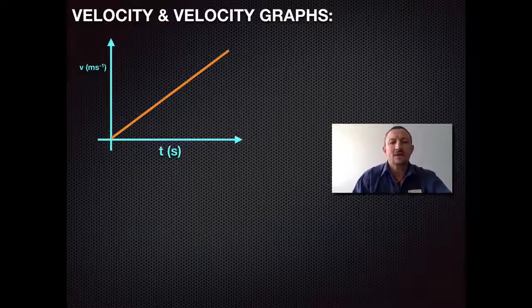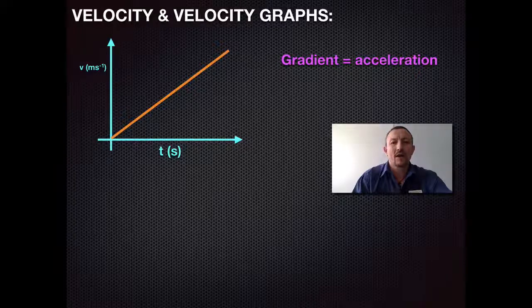So here you can see we've got a graph which has been set up with velocity going up the y-axis in meters per second and time going along the x-axis in seconds. We've now got a straight line which is moving upwards. From this we can work out the gradient. Now the gradient of a velocity time graph is going to equal our acceleration.